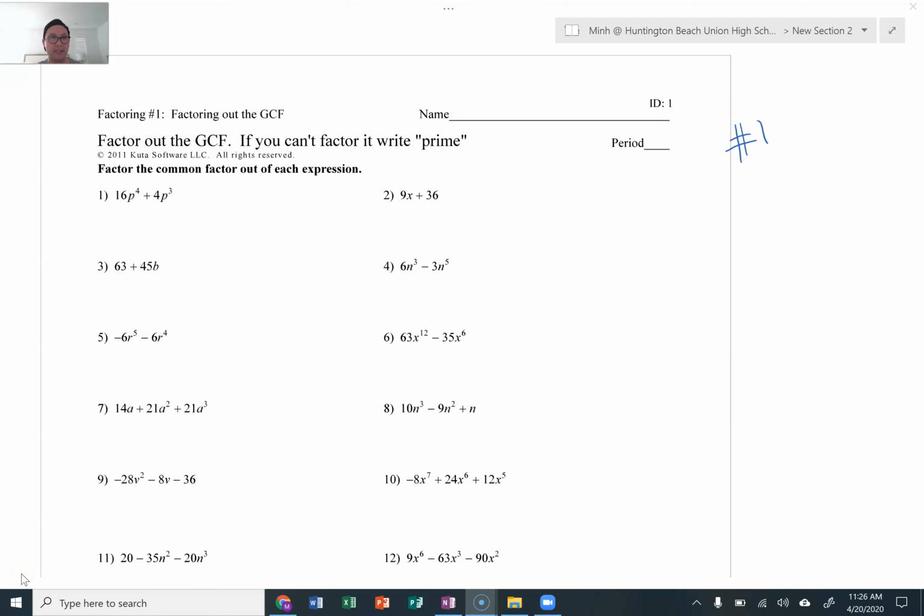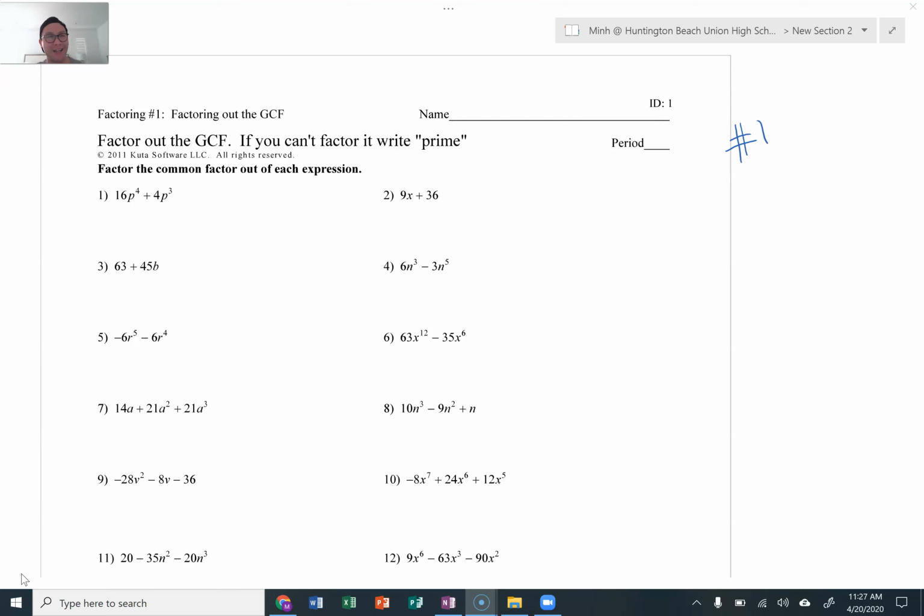Mr. Huynh with another lesson. Before we start off with factoring out the GCF in a polynomial, I'm getting a lot of personal requests. I will not shave my head. Stop sending me messages. I will not shave my head. All right, let's go ahead and proceed to the lesson.